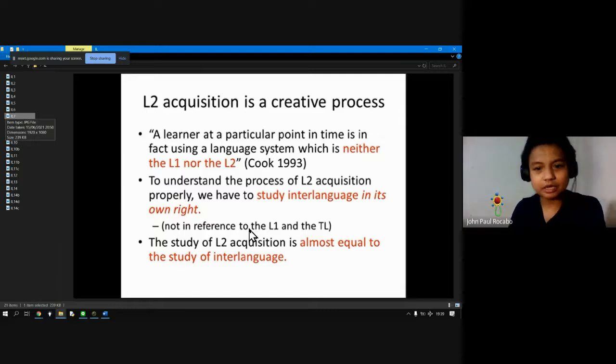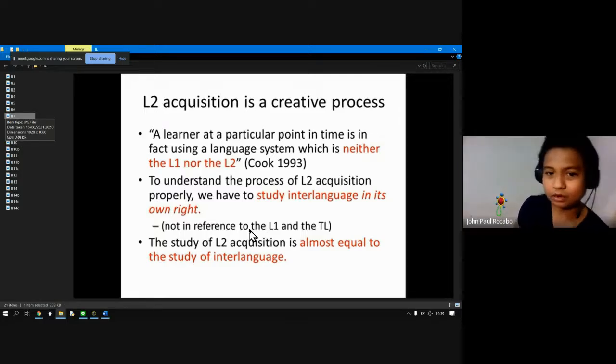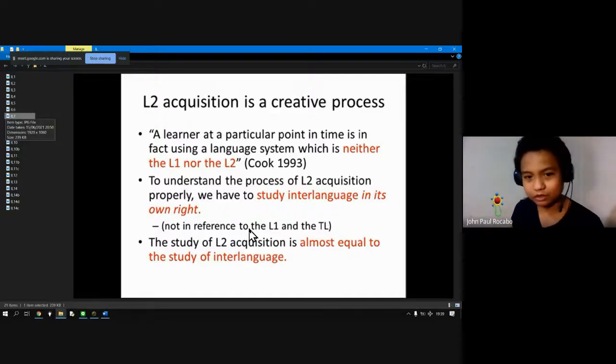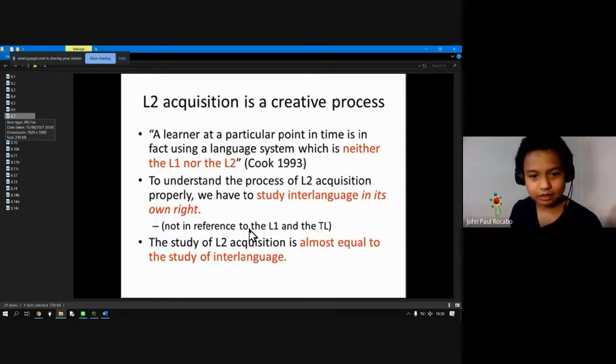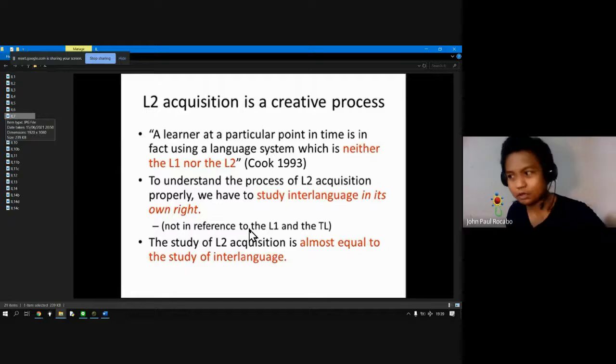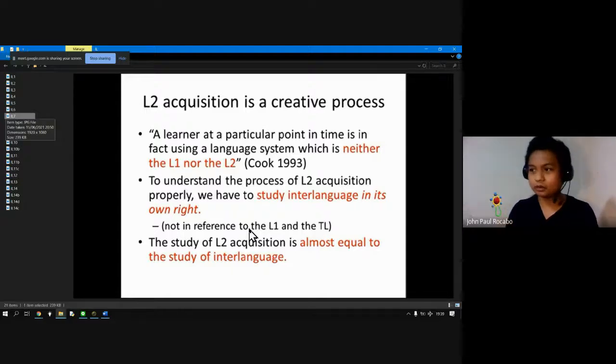A learner at a particular point in time is in fact using a language or system which is neither L1 nor L2. To understand the process of L2 acquisition properly, we have to study interlanguage in its own right. Okay, so not in interference with L1 and the TL. Hindi ko alam kung meron tayong ganito pag nag-PhD tayo. Pero yung pag-aaral ng interlanguage, it's a specific study compared dun sa target language.